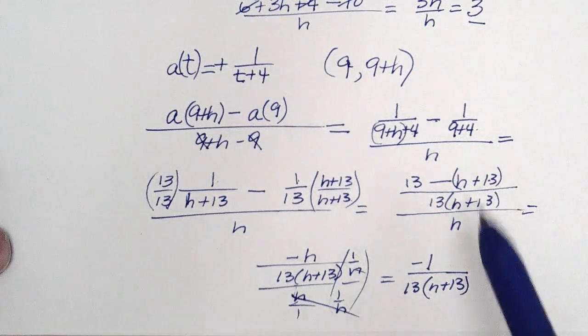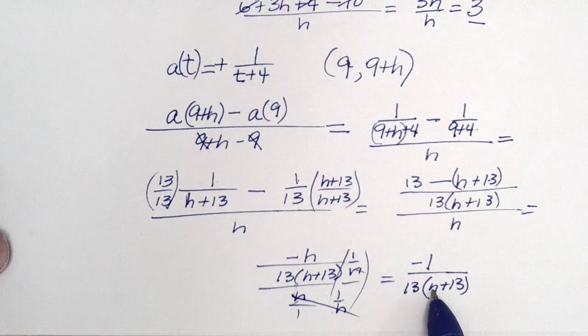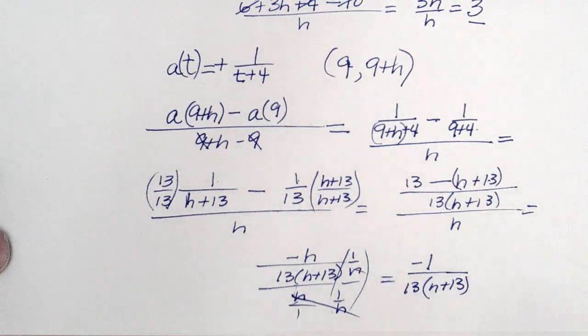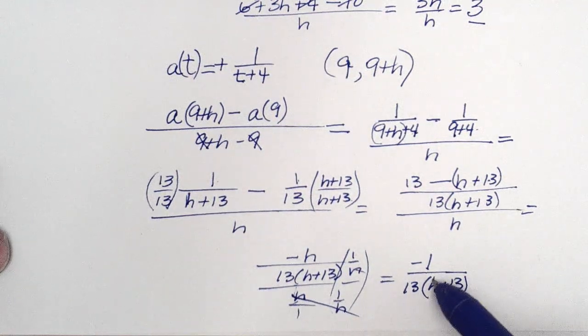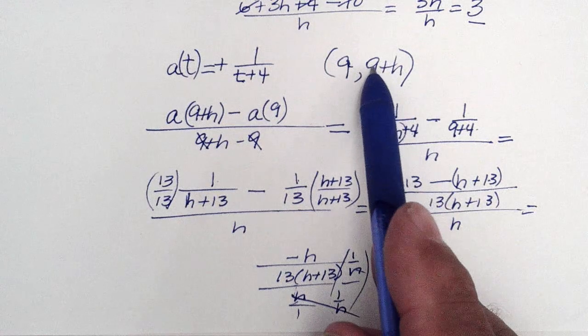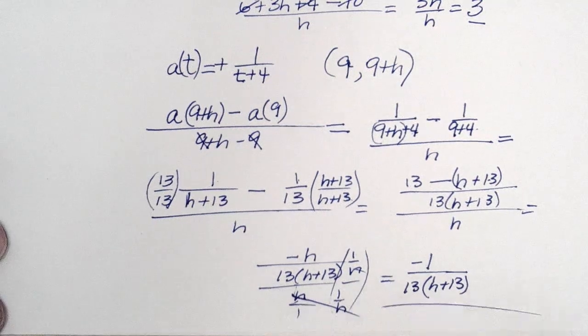So if I want to know the slope between 9 and any place near 9, like 1 or 2 away from 9, I could just put 1 or 2 into here, and I'll get the slope near 9. If I let h get close to 0, so I'm really close to being at 9, we'll get a slope of negative 1 over 169, which is not very steep. But anyway, that's what they wanted you to come up with.